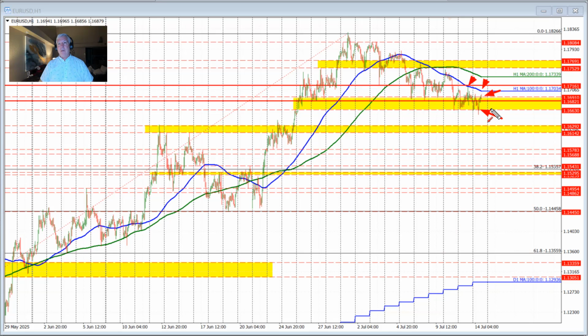Same levels in play: 1.1663 on the downside, 1.1691 on the top side, 1.1703 for the 100-hour moving average on the top side.